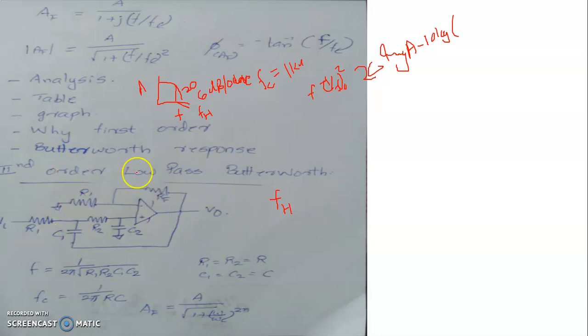Now you will have to draw the circuit diagram for the second order low pass Butterworth filter, then explain the circuit, then the working of the circuit, then make a qualitative analysis of the gain as well as the frequency response, then make your inferences on the basis of your analysis and conclude. So this is the circuit.